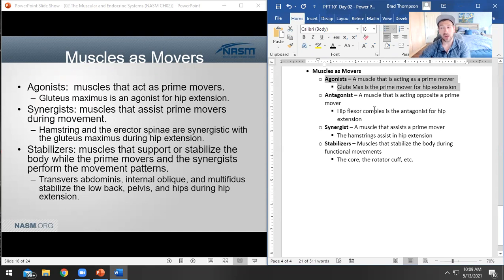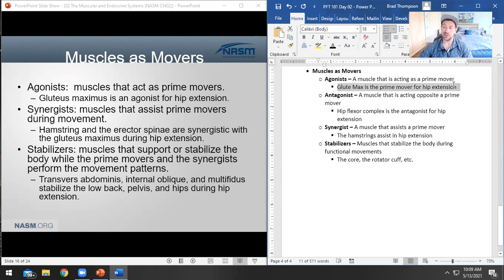Now you also have an opposite muscle directly on the other side of the joint, which is there to sort of give tension in the opposite direction so that you don't just overly pull in one direction. It works exactly the opposite of your prime mover. So the exact opposite of an agonist is your antagonist. And this is a muscle that's acting in the opposite direction.